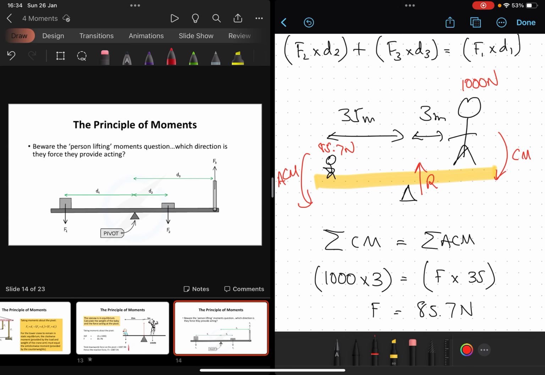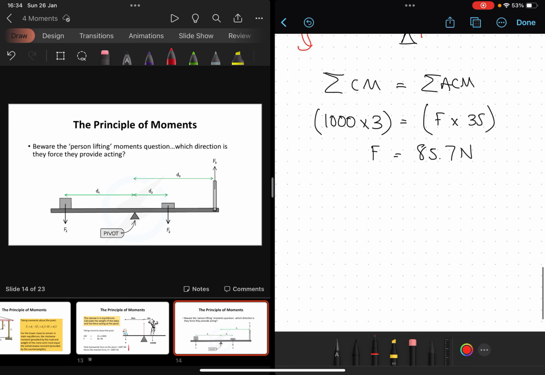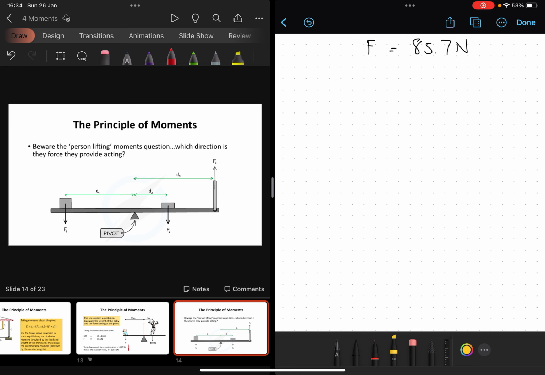Okay, beware the person lifting question. This often catches people out. But once you've clocked into it, hopefully you won't be caught out by it. So we've got a beam, we've got some kind of weight here, and we've got some kind of weight here.